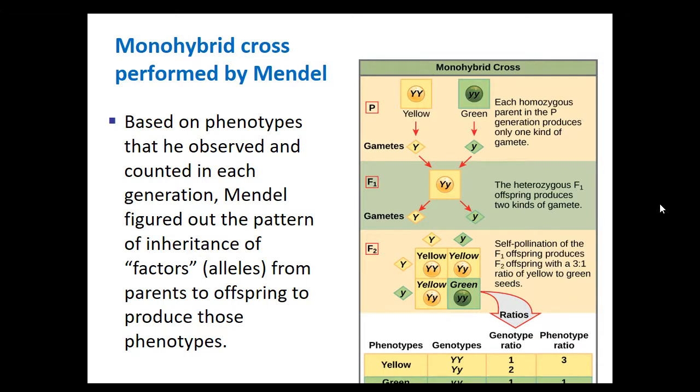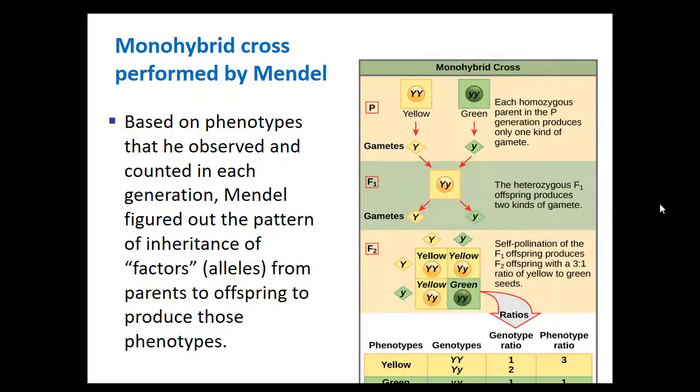And that was because, like we saw in the earlobes, we do a Punnett square and we get that same 3-to-1 ratio. 3 free earlobes to 1 attached earlobe. That's why he was getting 3 yellow to 1 green.